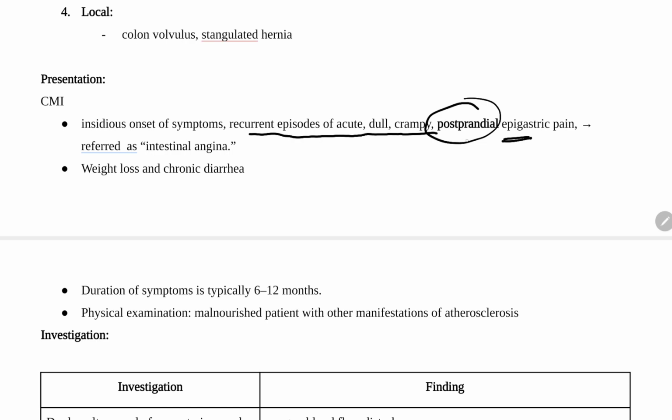So if a patient presents with postprandial pain, that is pain happening just after taking some food, especially in an older patient, you should think about this diagnosis. Other diagnoses may be peptic ulcer disease, chronic pancreatitis, or gallbladder disease. But the most important is CMI, chronic mesenteric ischemia.